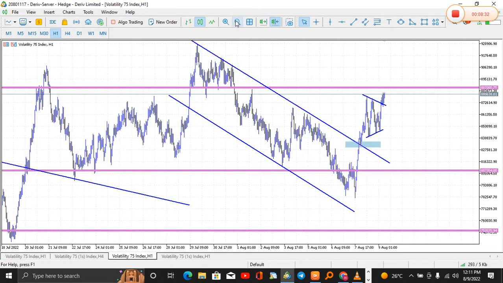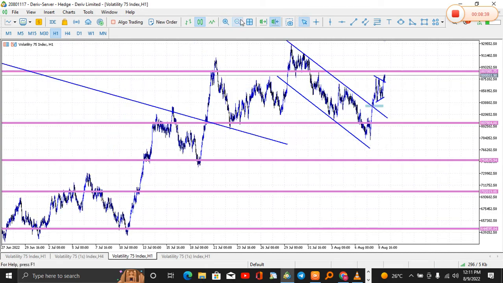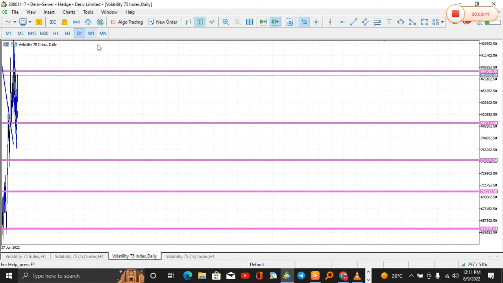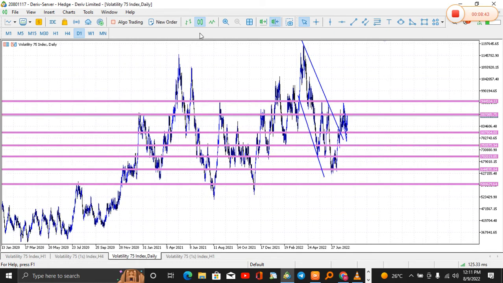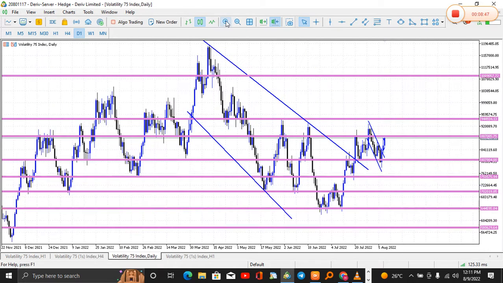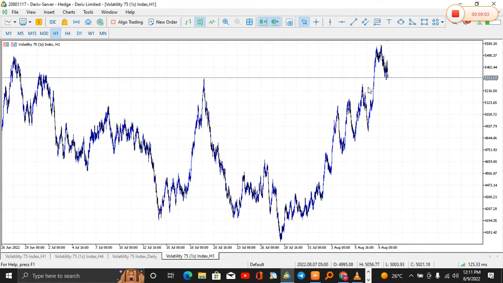So that's what I told you, that when you are focusing on 75 at the moment, you must be looking for buying entries only, because we're expecting the market, when you come back to the daily time frame, to come all the way to this TP of this falling wedge. Why? We are in an uptrend. So that was 75. Now let's jump in and see what we have on 75 1S.